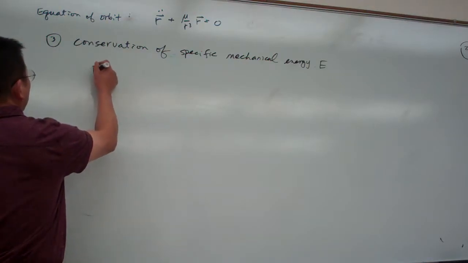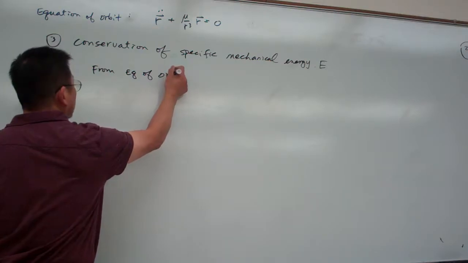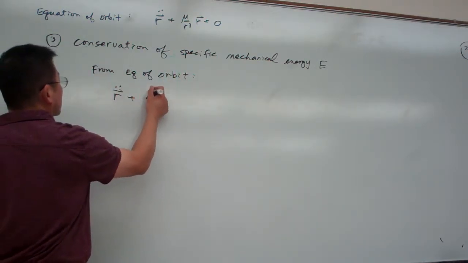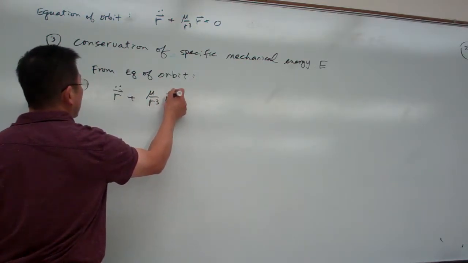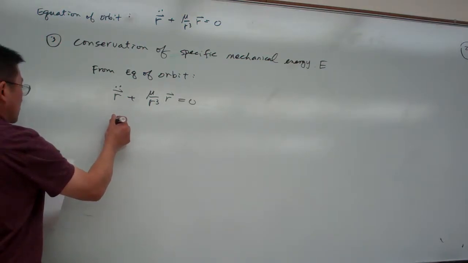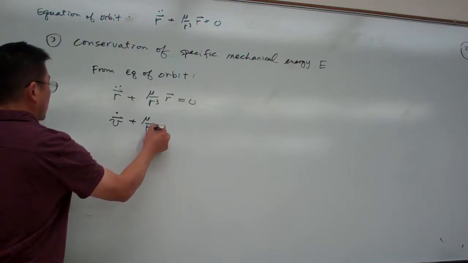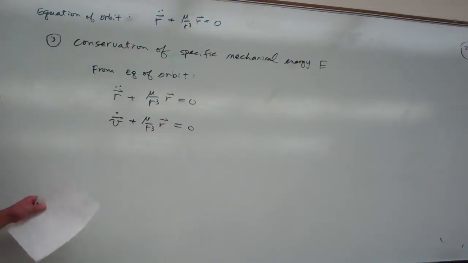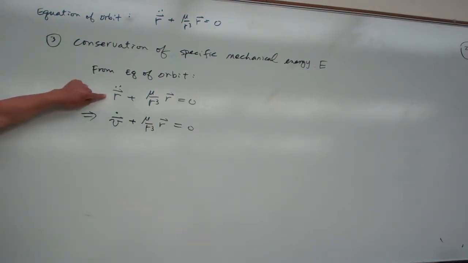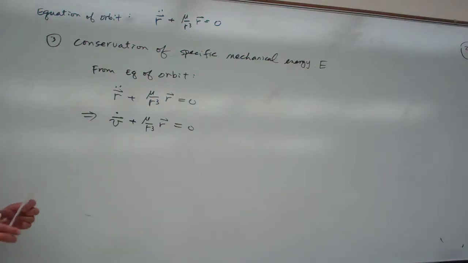So from the equations of the orbit, r double dot plus mu over r cubed r equal to 0, and then we rewrite this one as v dot plus mu over r cubed r equal to 0. Okay, so simply I just rewrite the first term in terms of the derivative of the velocity.